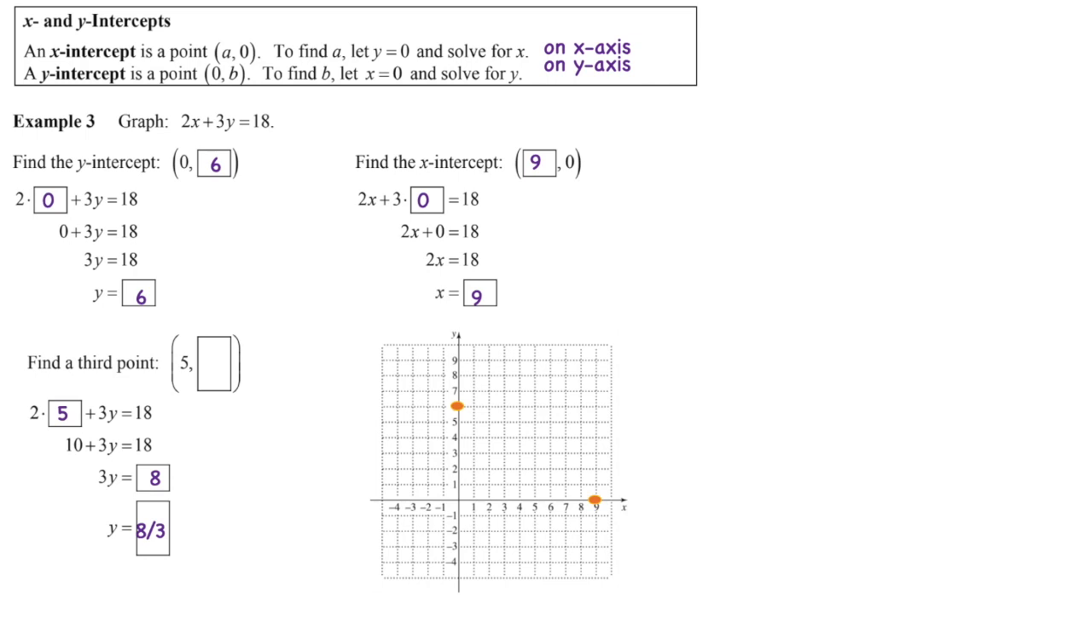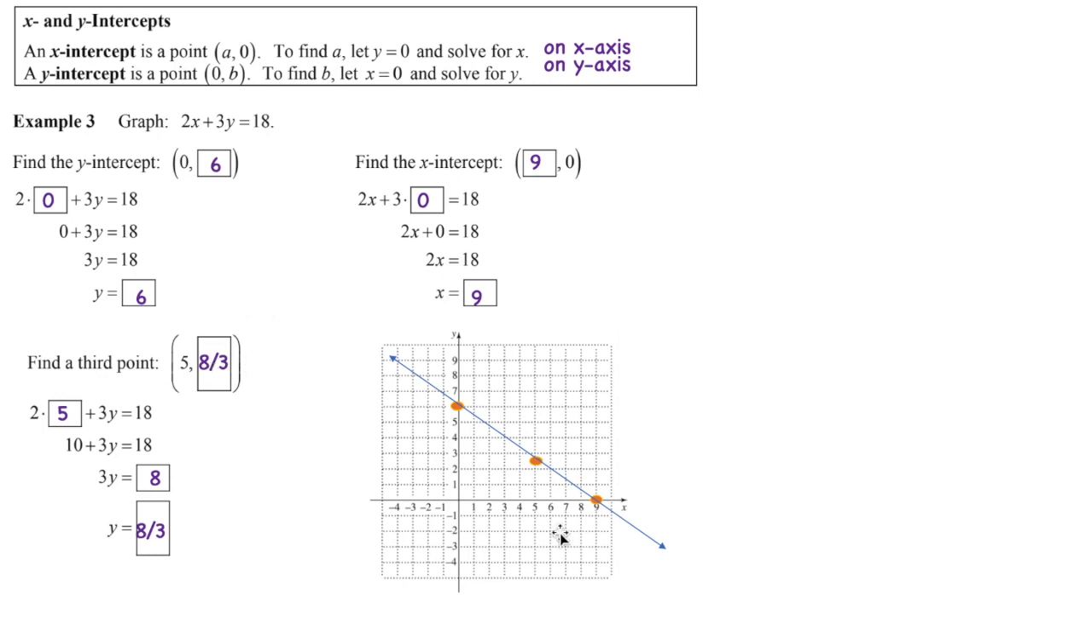So 2 times 5 is 10, plus 3y is 18. When I subtract 10 from both sides, we end up with 3y is 8. Divide both sides by 3, so y is equal to 8 thirds, or that's the same as 2 and 2 thirds.